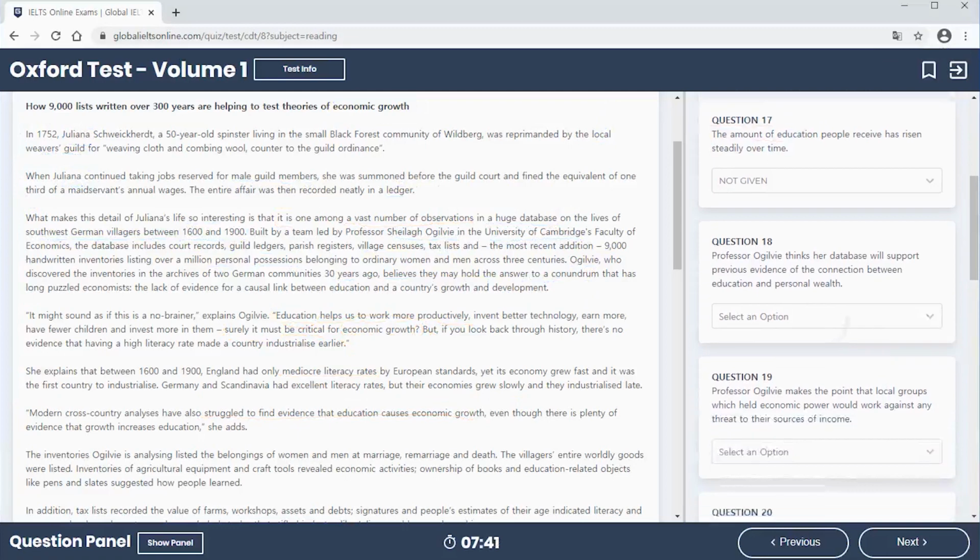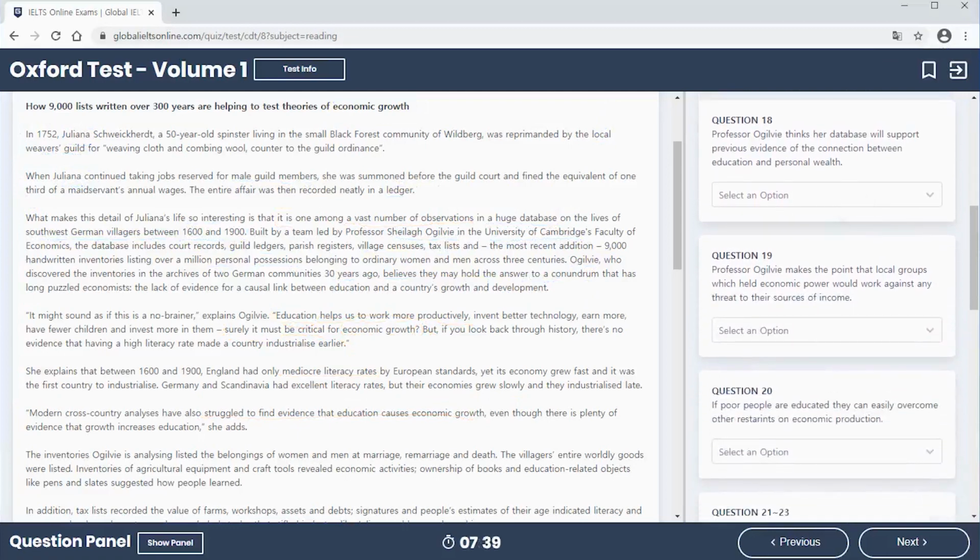Okay, so next, looking at: Professor Ogilvy thinks the database will support previous evidence of the connection between education and personal wealth.